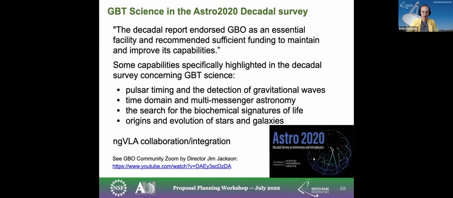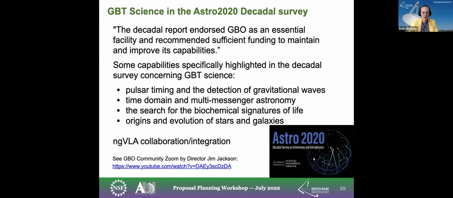And we were mentioned in the 2020 decadal survey. The decadal report endorsed GBO as an essential facility and recommended sufficient funding to maintain and improve its capabilities. So we were named in the decadal survey, which is a survey that is done every 10 years by the National Academies of Sciences, Engineering, and Medicine, and they advise the United States Congress on what large projects to fund in science, and specifically in astronomy, what astronomical instruments and areas of interest we should focus on in the next 10 years.